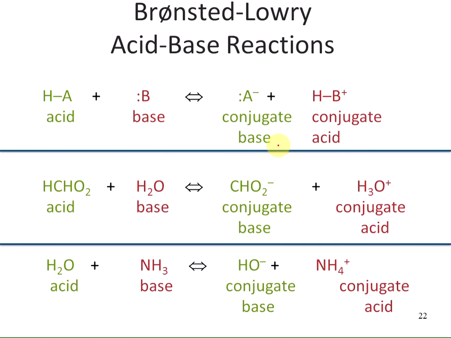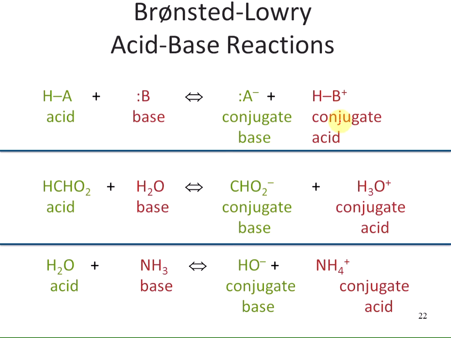So these are just some examples to help you better understand some of those acid-base reactions, where we have the generic equation HA representing the acid and our base with the lone pair. So the acid gives up its proton, protonates the base to form the conjugate base, the A-, and the protonated base becomes the conjugate acid.